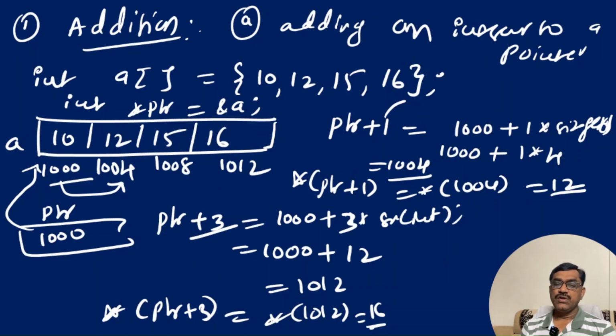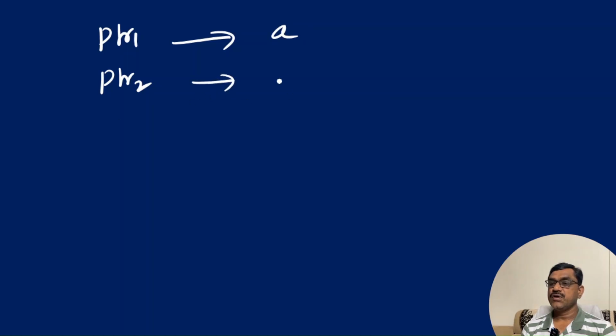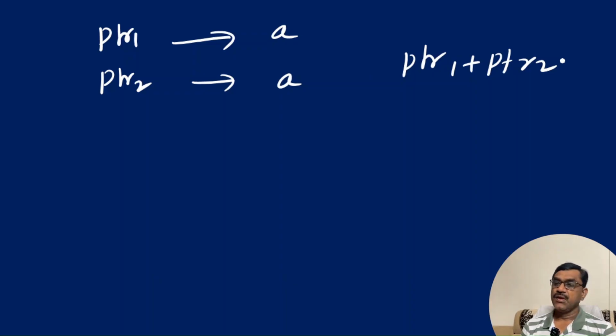Now, one important question arises. Assume that we have a pointer ptr1 and a pointer ptr2, both pointing to the integer array A. Can you perform the addition on both pointers, ptr1 plus ptr2? This is a very, very important question.